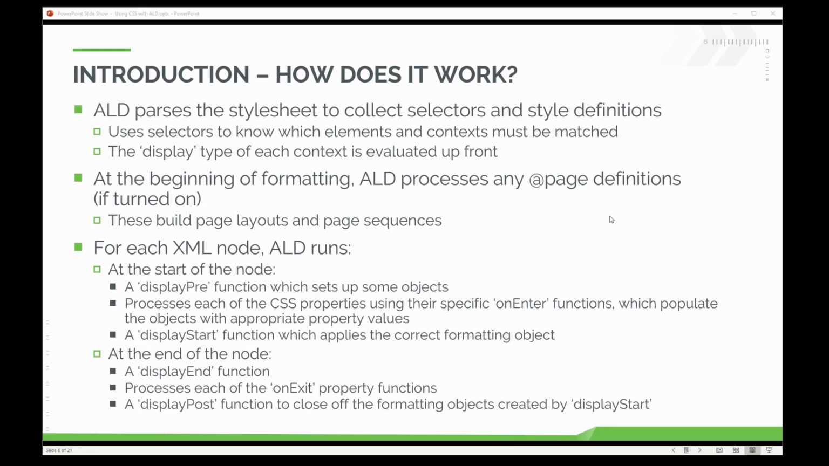So to give you an idea of how it works inside Layout Developer, at the beginning of formatting, ALD will parse a style sheet and collect up all the different selectors and style definitions. It uses the selectors to know which elements and contexts need to be matched. Similar to a context control stream, it'll use the selectors to pick up exactly which contexts and elements need to be matched, and then it'll know that this element in this context has a certain display type. When it gets to that node in the XML, it'll apply that display type and then apply the properties which are defined in the style sheet.